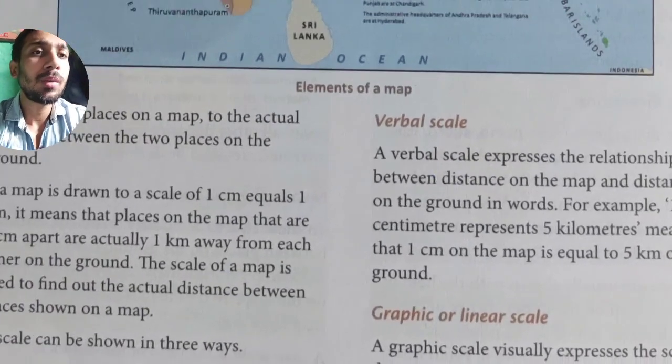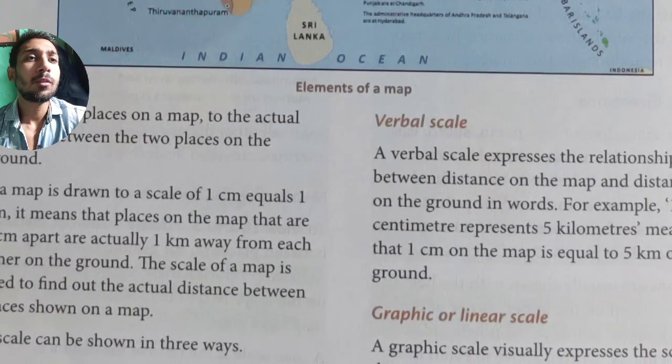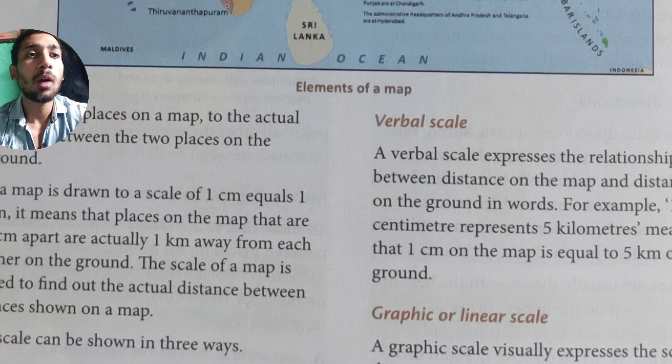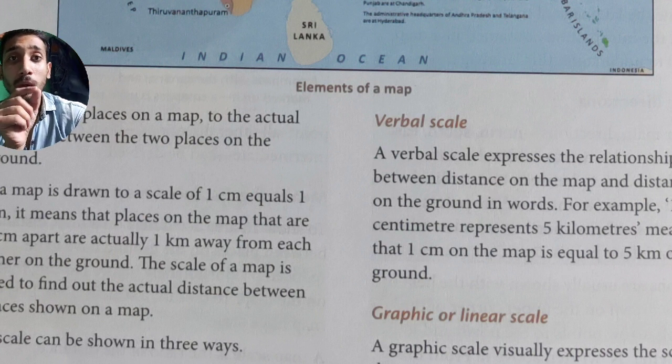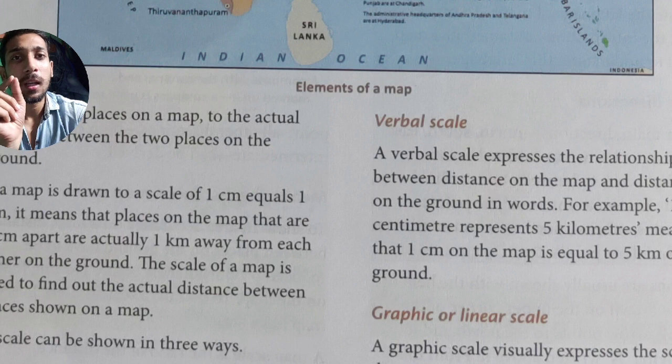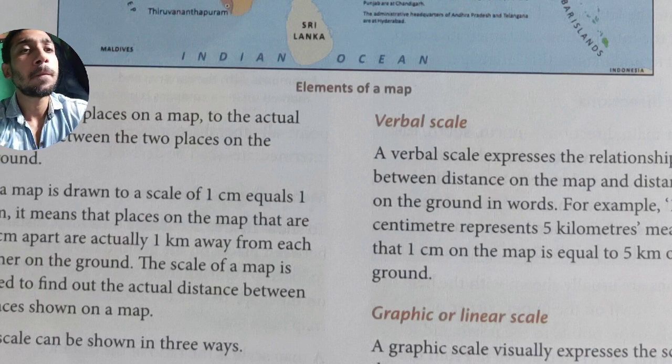First we will go for verbal scale. So verbal scale expresses the relationship between distance on the map and distance on the ground in words. Means verbal scale clearly describes the relationship, like I have told you right now that 1 centimeter is equal to 1 kilometer. So what is this? This is the verbal scale, which clearly tells you about the representation factor of verbal scale, okay.